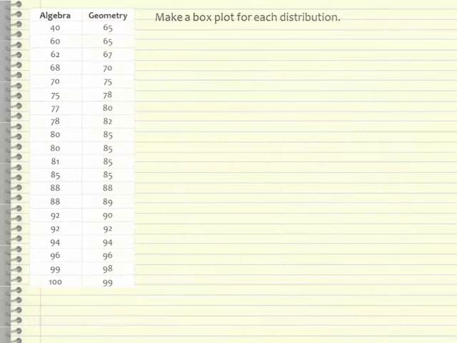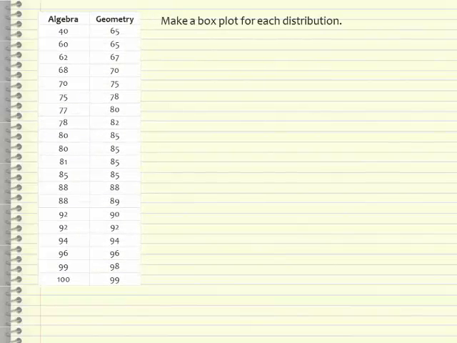Okay, so we're going to make a box plot for each of these distributions. So algebra goes from 40 to 100. I need to see how many numbers I have here, and I'm going to find my median. And rather than count, I just mark them off until I get to a point where I've reached the middle.